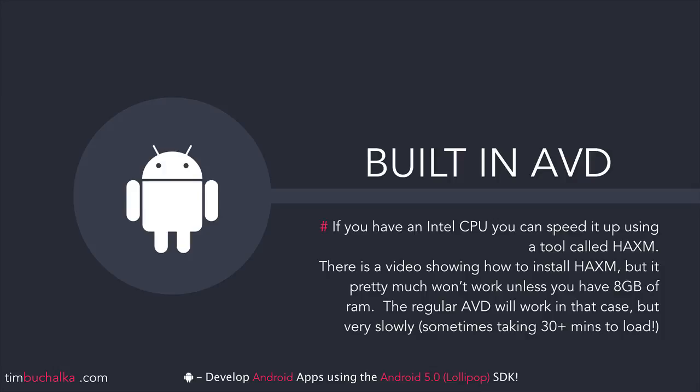Now Haxum, there is a video showing how to install that, but firstly it won't work on your computer if you haven't got an Intel CPU, and in most cases it pretty much won't work unless you've got 8 GB of RAM or more. Now the regular AVD, the Android Virtual Device, will still work in that case. I've had people being able to use that successfully with 4 GB at a stretch of RAM, but it'll be very slow in that case without Haxum.